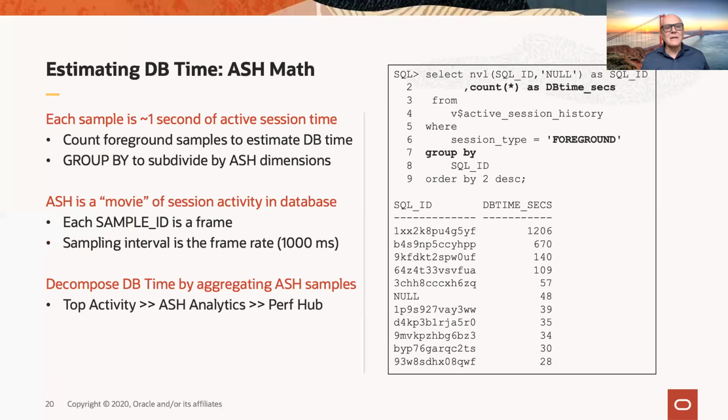Okay, estimating DB time using ASH. This is what I call ASH math, right? And this is a really magical process where you're basically counting ASH samples and equating that to DB time. And why does that actually make sense? Well, I like to think of ASH, so ASH samples all the active sessions once a second, and I like to think of it as a movie of what happened in the database, right? Where each sample is a frame. Every second, I have a new frame.